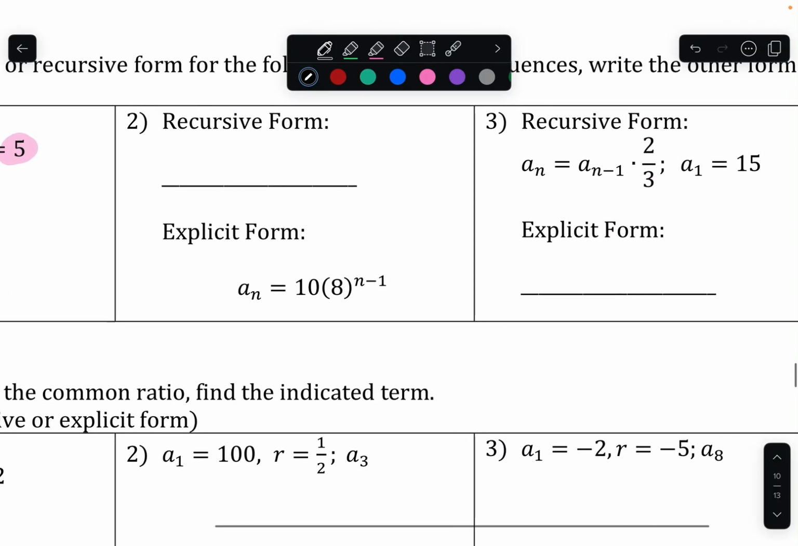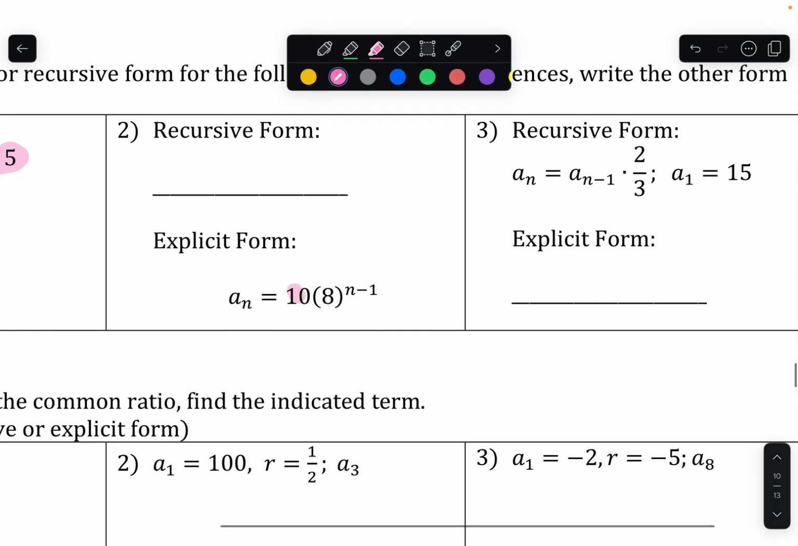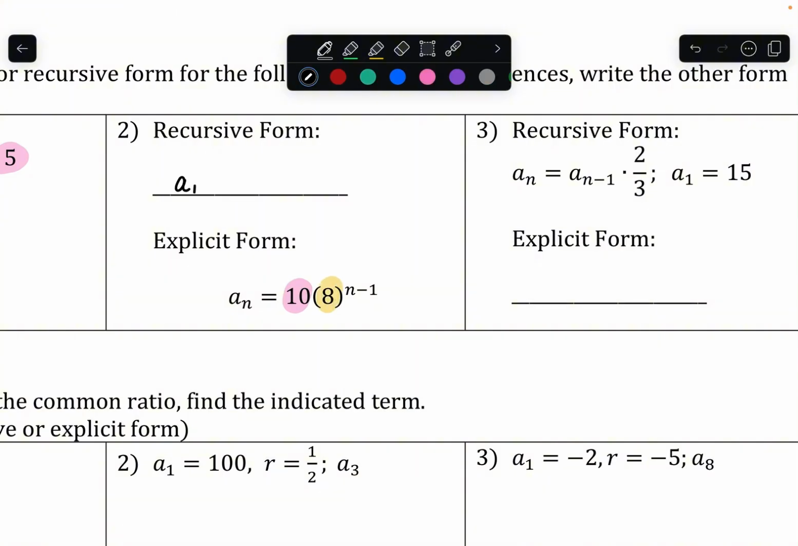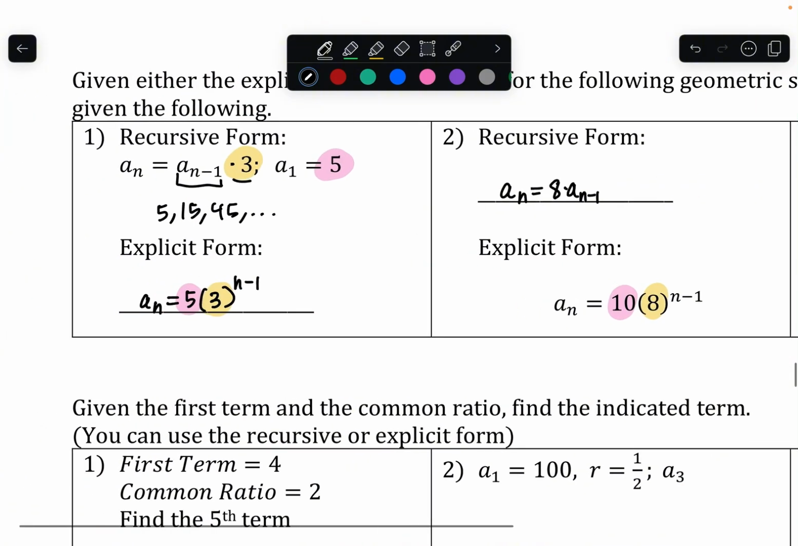Okay, here we're given the explicit form. So I can see my first term is 10, and my common ratio is 8. And so all we need for recursive form is the common ratio. We are multiplying 8 by the previous term. Okay, you can either put that 8 in front or after. I more often see it in front than after, like it's written here.